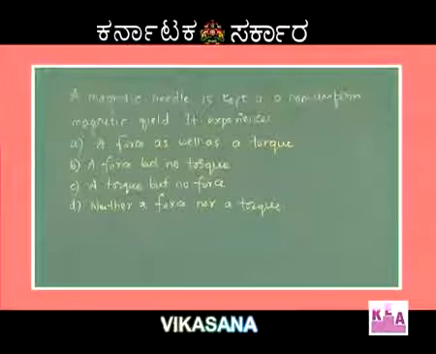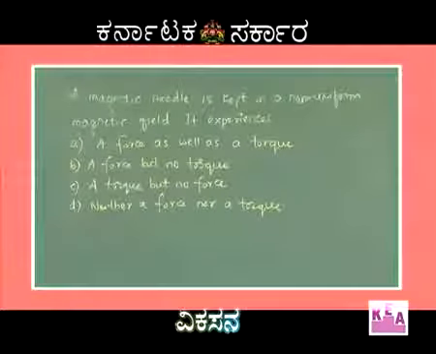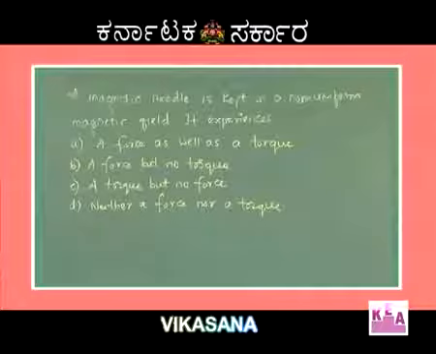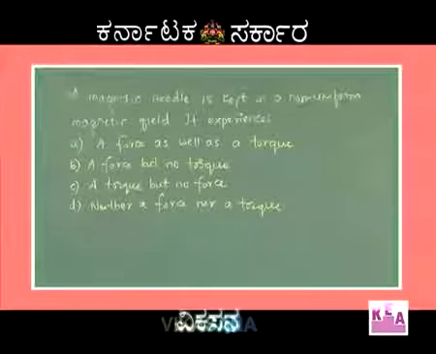Okay. So, let us read the problem and try to see what exactly is the situation. There is a magnetic needle which is kept in a non-uniform magnetic field. It experiences a force as well as a torque, a force but no torque, a torque but no force, neither a force nor a torque.